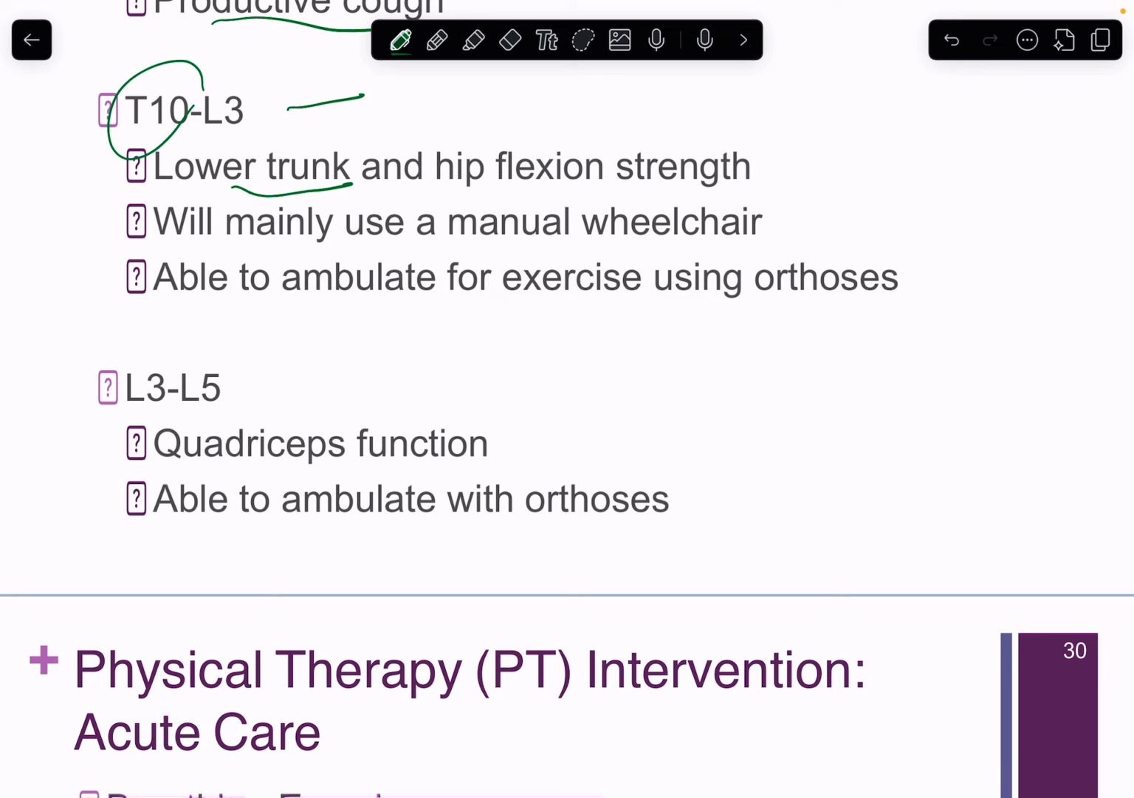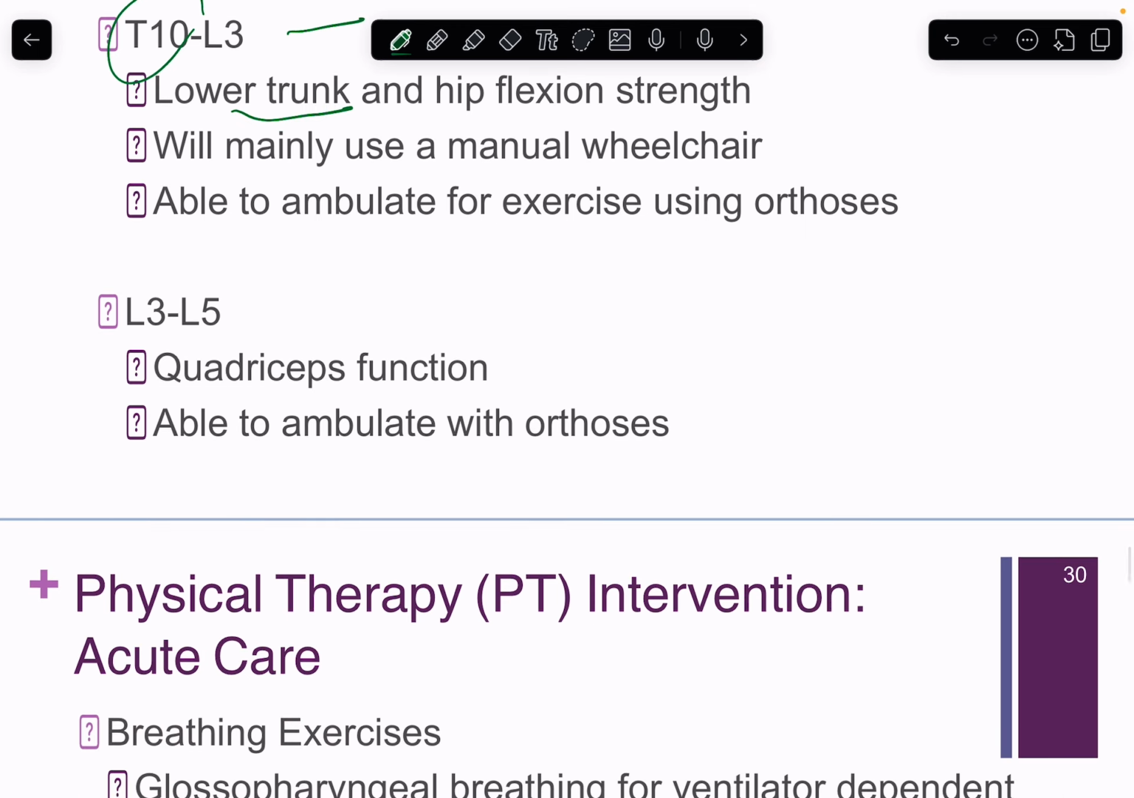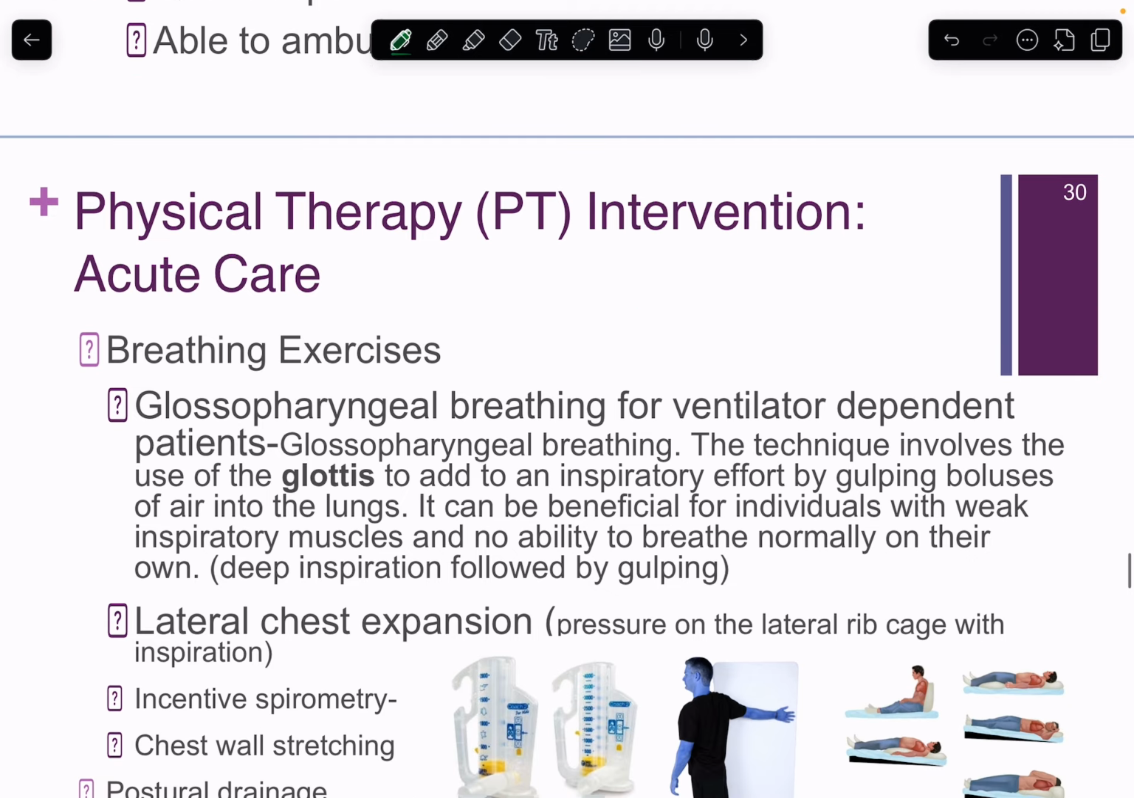So L2 is hip flexion, L3 is knee extension. So they have at least up to knee extension. At L3 to L5, they have quadriceps function and are able to ambulate with orthosis as well.